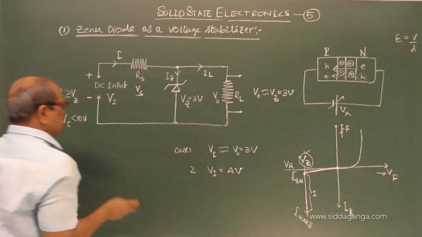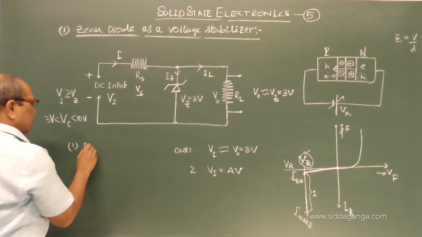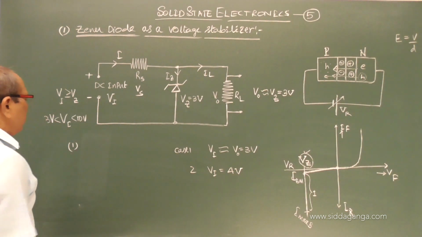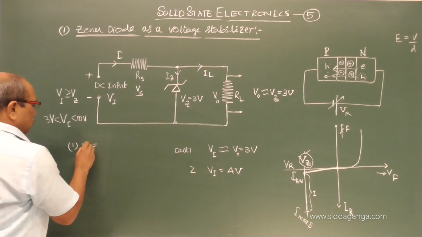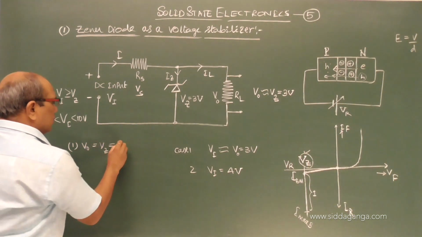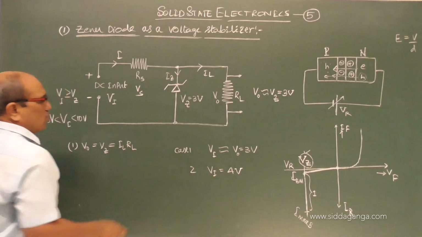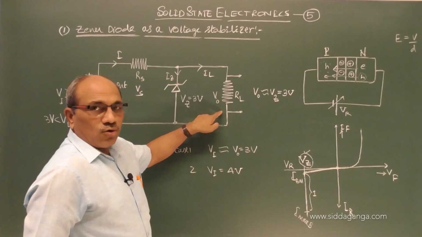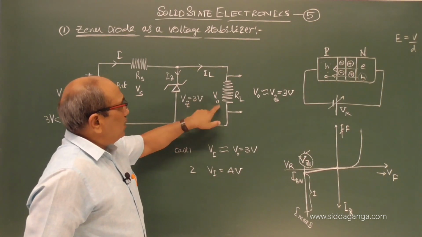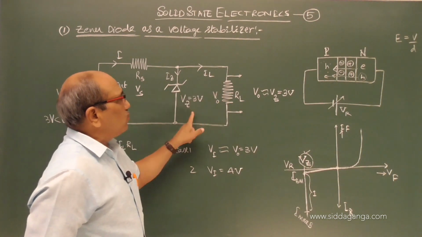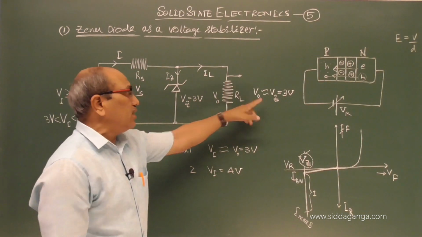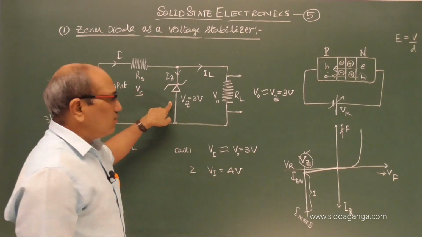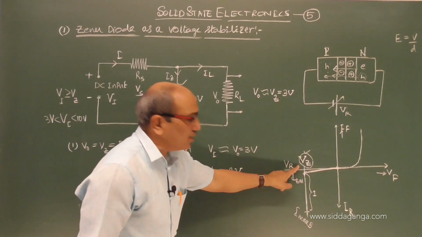Taking one equation with the current and load resistance, the current is equal to the voltage across the load. Voltage across the load equals the Zener voltage, that is equal to I into RL. So the current drawn by the load resistor, current into resistance, should be equal to 3 volt. It will not be more than that because they are in parallel combination. It won't increase for any voltage higher than the Zener voltage.